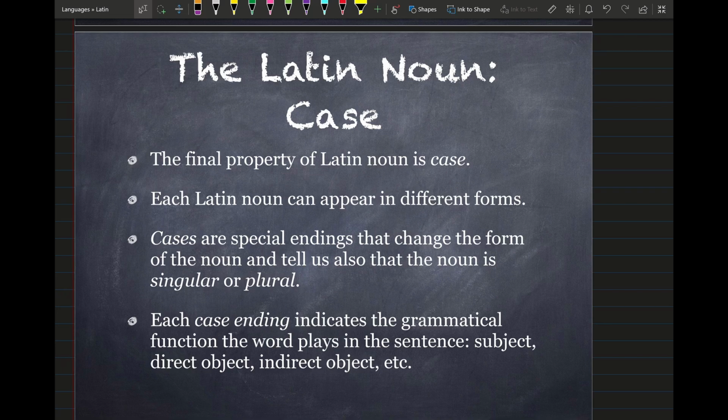Each case ending indicates the grammatical function the word plays in the sentence, i.e. subject, direct object, indirect object, etc. So when you're reading Lingua Latina or any Latin text, you always have to pay close attention to the case endings of each noun. This will help you to understand how to read Latin. So think of Latin as a puzzle. These case endings are the clues and pieces for you to understand what it's trying to say. Latin is a language. It's meant to be understood. Moving on.